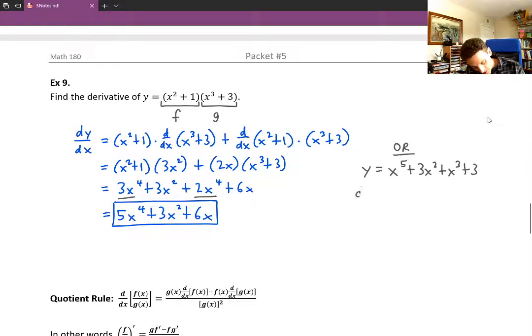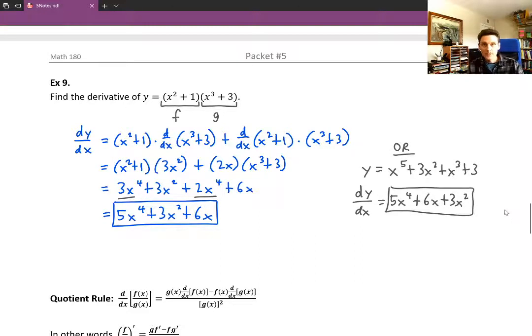And now I can take the derivative term by term. So I don't have to use the product rule, which, as nice as it is, can get a little bit more complicated. So we have 5x to the 4th plus 6x plus 3x squared, and the derivative of 3 is just 0. And that's the same thing that we got over here. So in this case, product rule is probably overkill because we can pre-process the function and make it a lot easier to take the derivative of it.